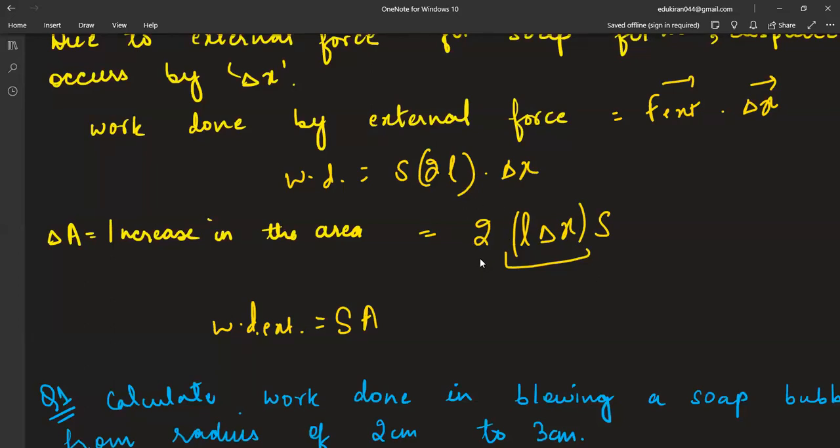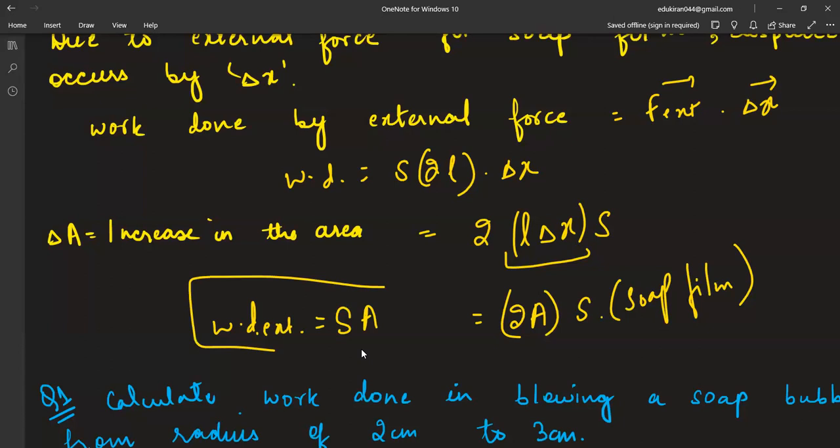This 2 is specifically for soap film. So this is the generalized form. When we are talking about soap film, that becomes 2 into area into surface tension. This is valid for soap film. Soap bubble or soap film will be mentioned in the question. And this is for the generalized case. We'll see a question also based on this. But first, write down the derivation.